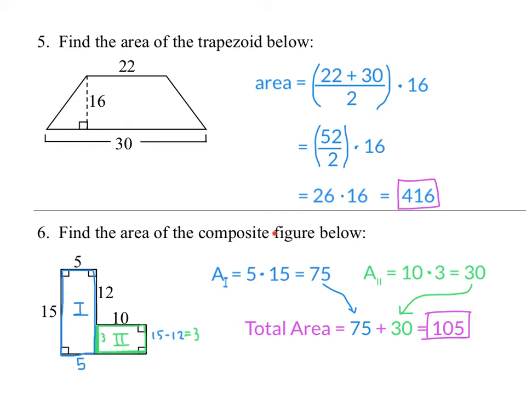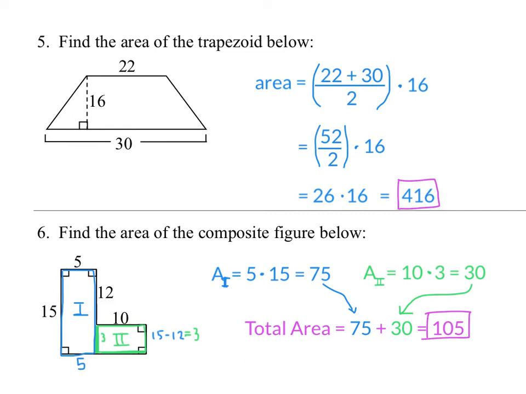Okay, composite figure. So remember what a composite figure is. A composite figure is 2 or more shapes put together. In this composite figure, my first shape is a rectangle, my second shape is a rectangle. So all I have to do is find the area of each rectangle and add them together to get the total area. The first rectangle is pretty straightforward. I had a base and a height. Base times height, I got 75.